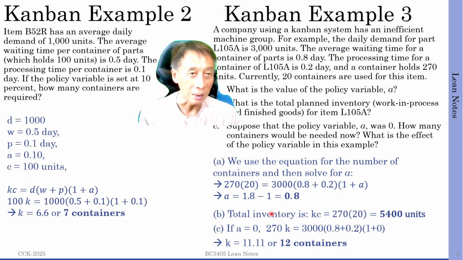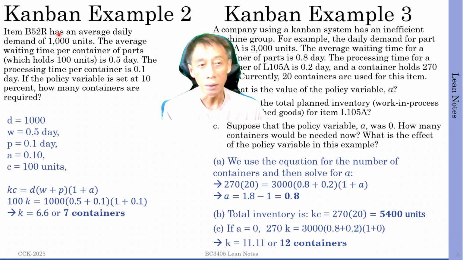Okay. Next example, 2 examples actually. Item on the left side, the example 2. Item B52R, hope nothing to do with the B52 bomber, has an average daily demand, that's the flow rate, right? Average waiting time is 0.5 days, so waiting time W. Holds 100 units container size, right? The processing time is 0.1 day. The units day and day will have to be the same before you substitute it. If the policy variable is 10%, how many containers?